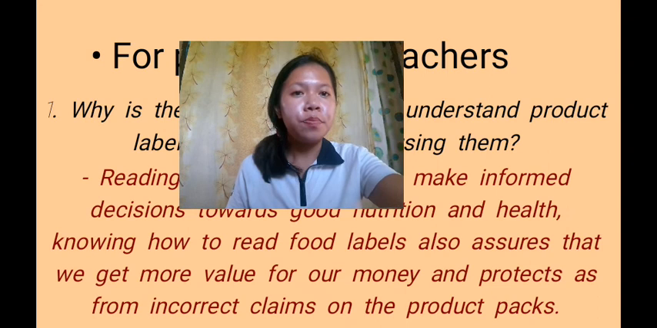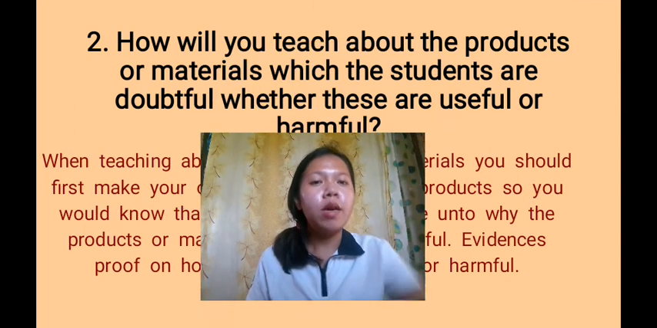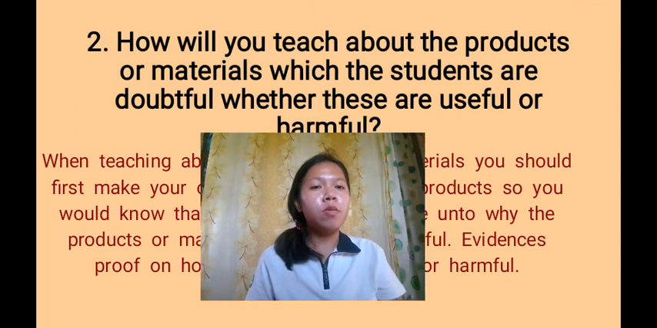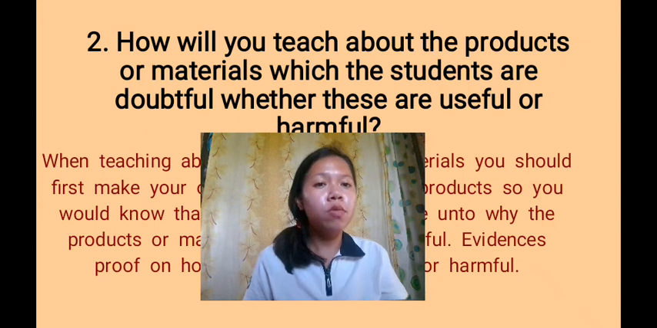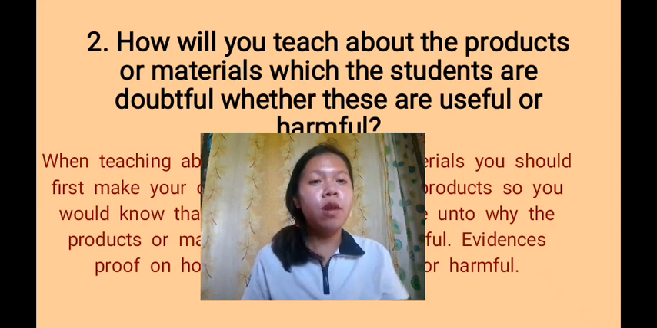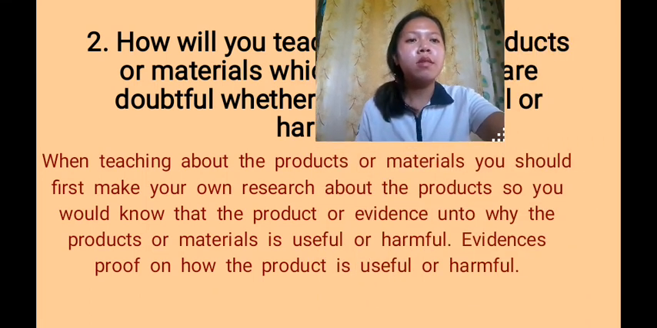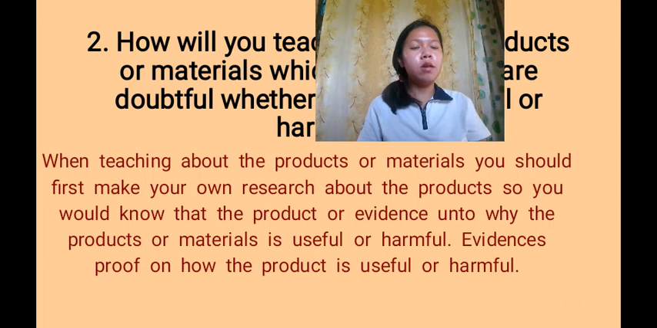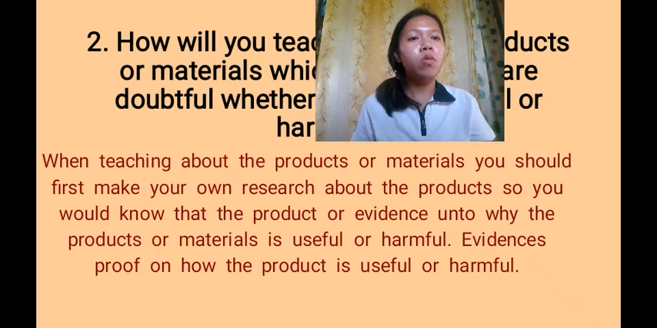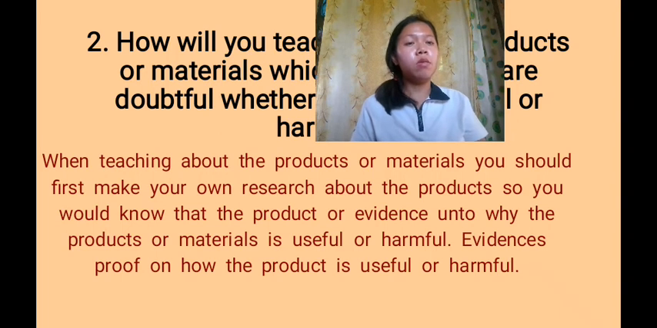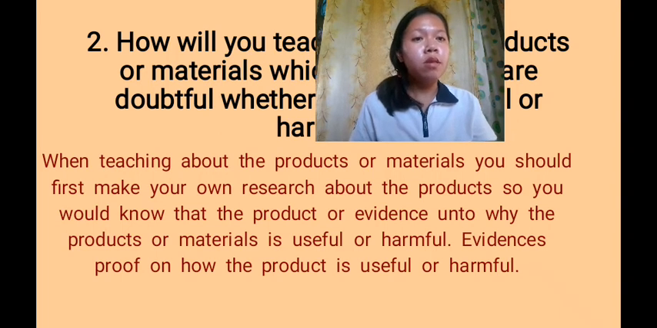So next, how will you teach about the products or materials which the students are doubtful whether these are useful or harmful? When teaching about the products or materials, you should first make your own research about the products so you would know the product or evidence as to why the products or materials are useful or harmful. So, evidence, proof on how the product is useful or harmful.